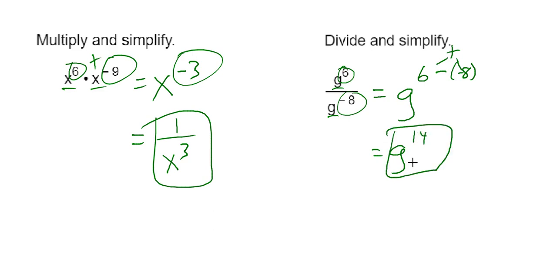Since the exponent's already positive, I just leave it the way it is. So I'm meeting all the criteria. No negative exponents, just one of each variable, just one g. And if I had some numbers to simplify, I would, but there's nothing else to simplify here.